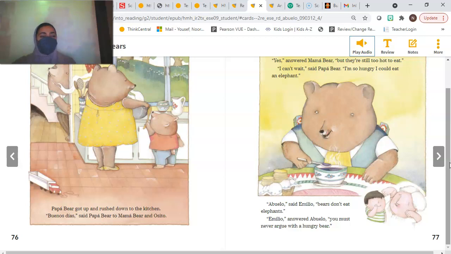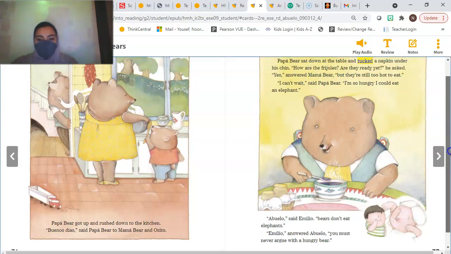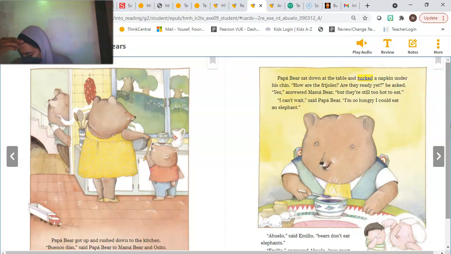How do you say baby? What does Osito mean? It means baby. Does it mean baby bear? Oh, it does? Okay, cool. So it's in Spanish. You're saying baby bear in Spanish. Cool. Awesome. All right. Let's keep going.